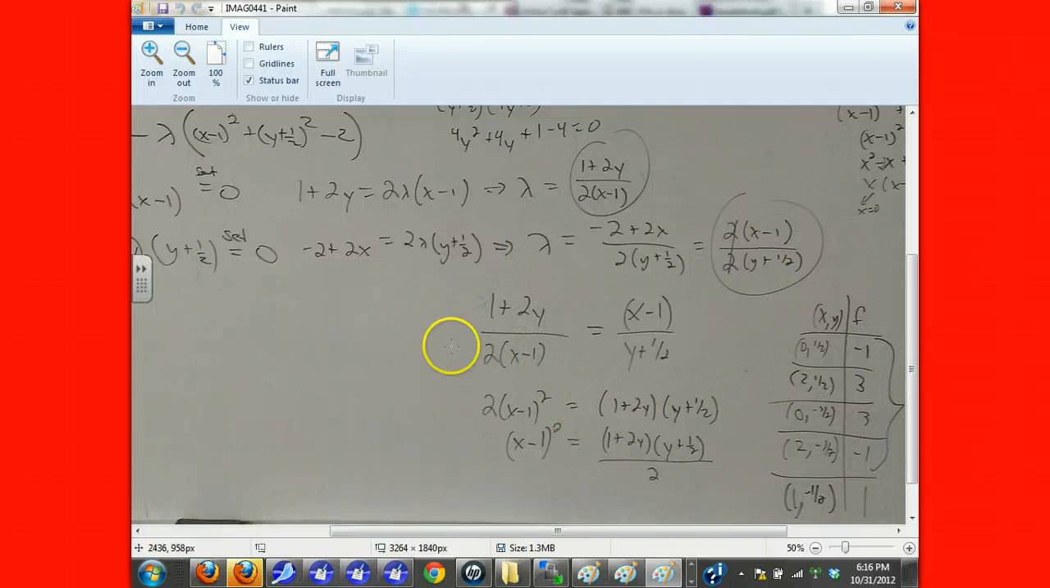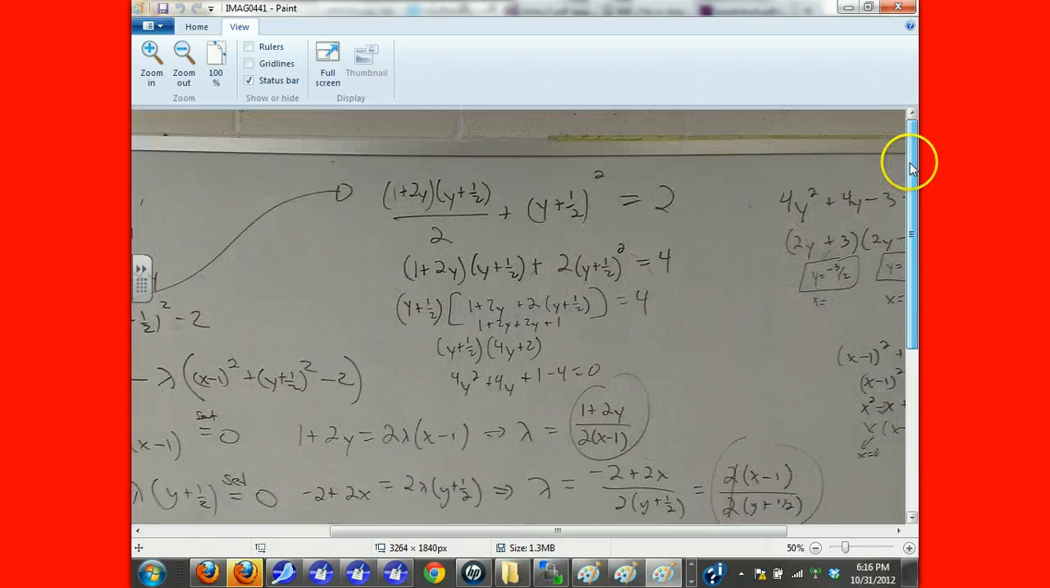And so we do that. We replace the x minus 1 quantity squared in our constraint. That's up here, I think. Yeah. x minus 1 quantity squared plus y plus a half quantity squared should be equal to 2, so that we're on the circle. And something nice happens in all of this.